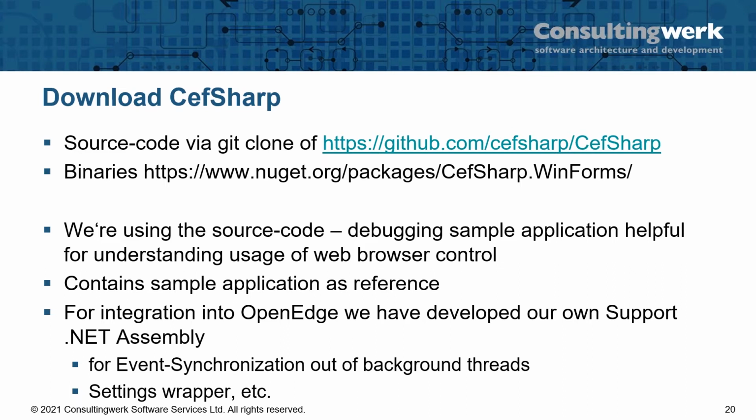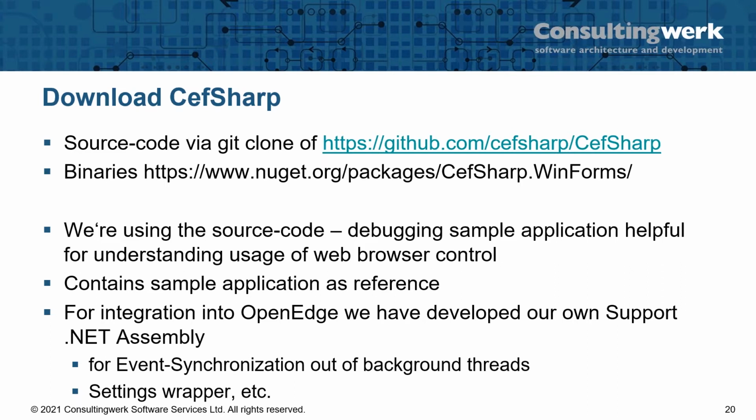We have decided to use the source code from the GitHub repository because we felt it was quite helpful for understanding how the browser works to be able to debug it, and debugging then requires source code. That also contains a sample application. And since we realized very early that we need to build our own .NET assembly for integration with OpenEdge, we needed to use Visual Studio anyway.